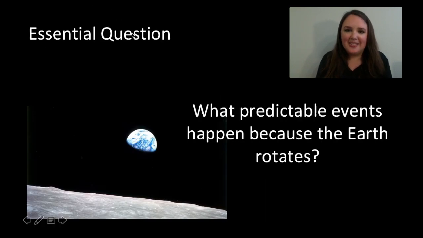So let's go back to that essential question one more time. What predictable events happen because the earth rotates? We said at the very beginning, day and night would be events that are predictable that occur because of the earth rotating or spinning around its axis. We dug a little deeper and we discovered that not only is day and night a predictable event, but shadows moving and changing due to the position and angle of the sun's light throughout the day as the earth is rotating is also a predictable event.